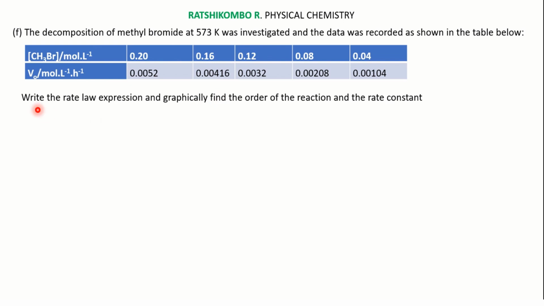So the question requires us to write the rate law expression and graphically find the order of the reaction and the rate constant. In other words, there are a few things that are expected from us. Firstly, we find the rate law expression. This question also has to do with plotting a graph, as you can see where it says graphically find the order. So we are going to find the order by graph means.